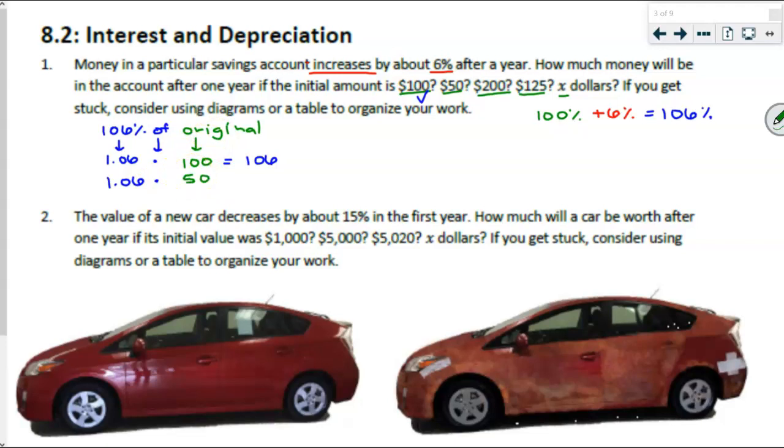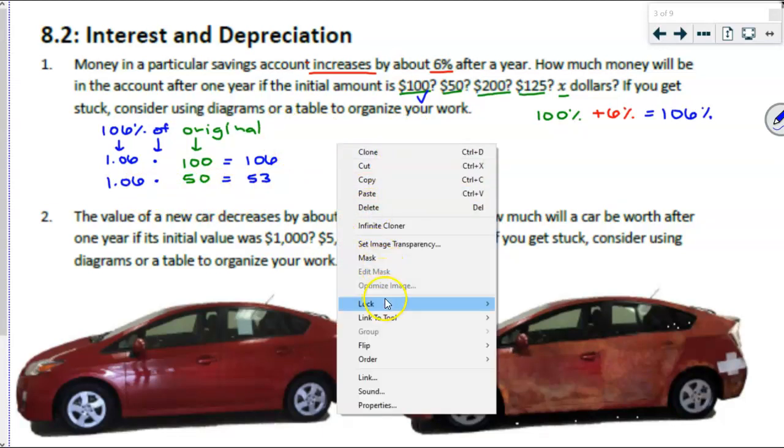What is it going to be if it's $50? So now we know what to type in. 1.06 times 50 is equal to what, Riley? 53. Let's keep on going. I know I'm going to run out of space, so I'm just going to copy all of this down over here into another column. Let me lock this in place.